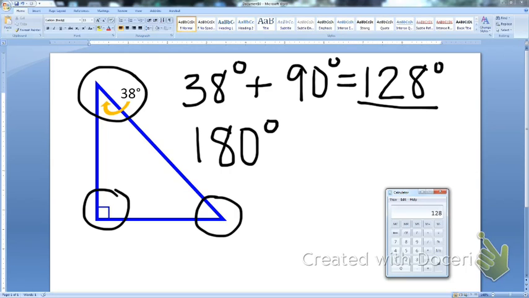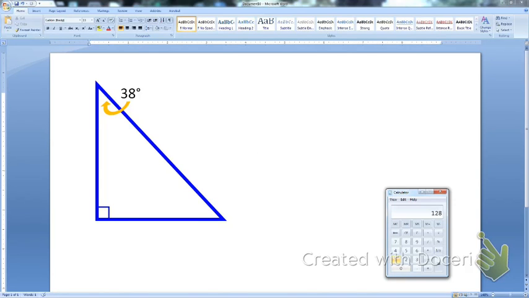Difference in mathematics tells us we need to subtract. So we're going to take 180, take away 128, and figure out how many degrees are left for that final angle. So 180 take away 128. I'll give you a second to work that out, and I'm going to go back and do it on the calculator too. 180 take away 128.